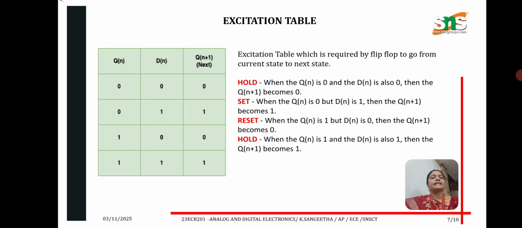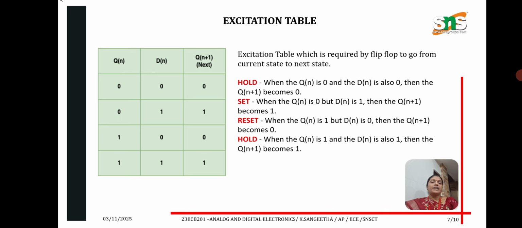The next one is the excitation table. The excitation table is required to know what input we should give to change the flip-flop from one state to another state. So here, using Q of n and D of n, we can find the next state. If Q of n is equal to 0 and D of n is equal to 0, the next state will be 0. And for 0, 1 it is 1, and for 1, 1 it is 1.